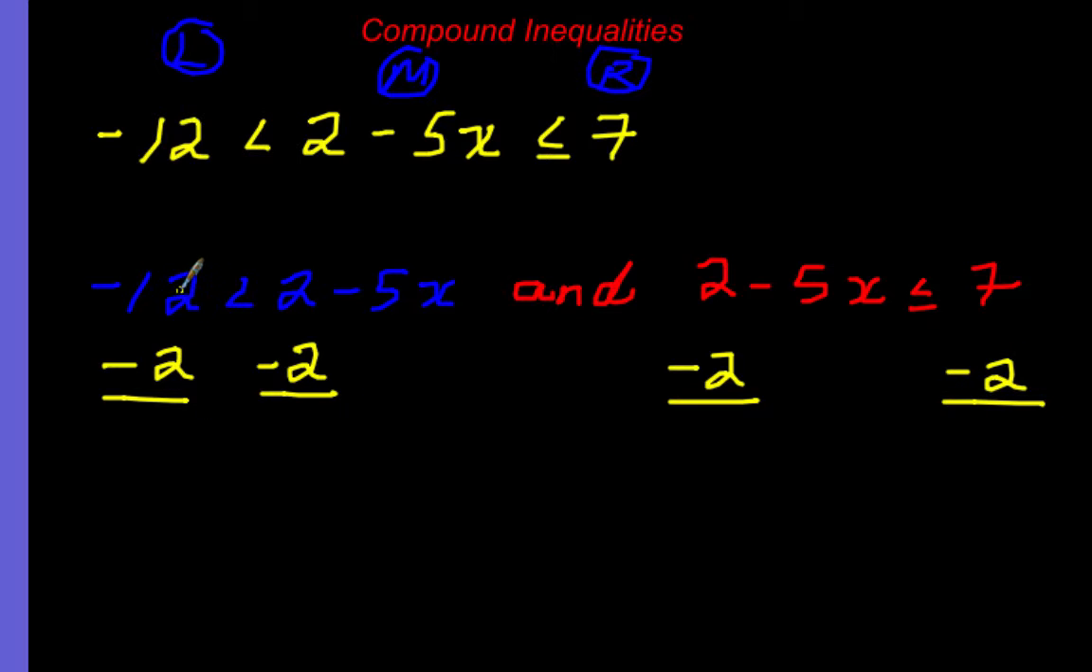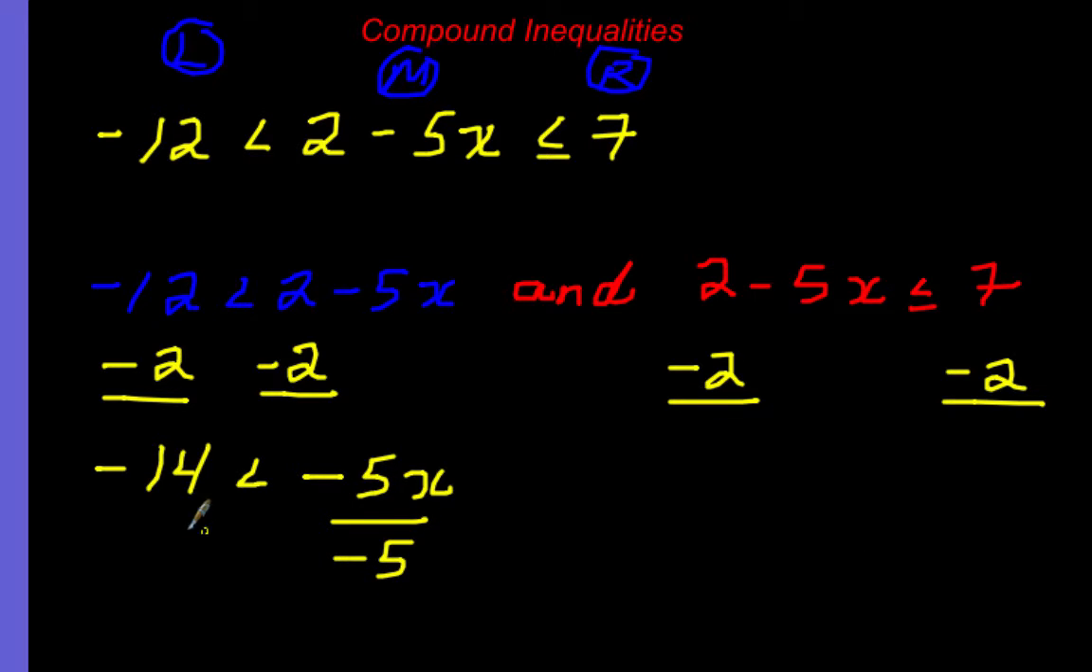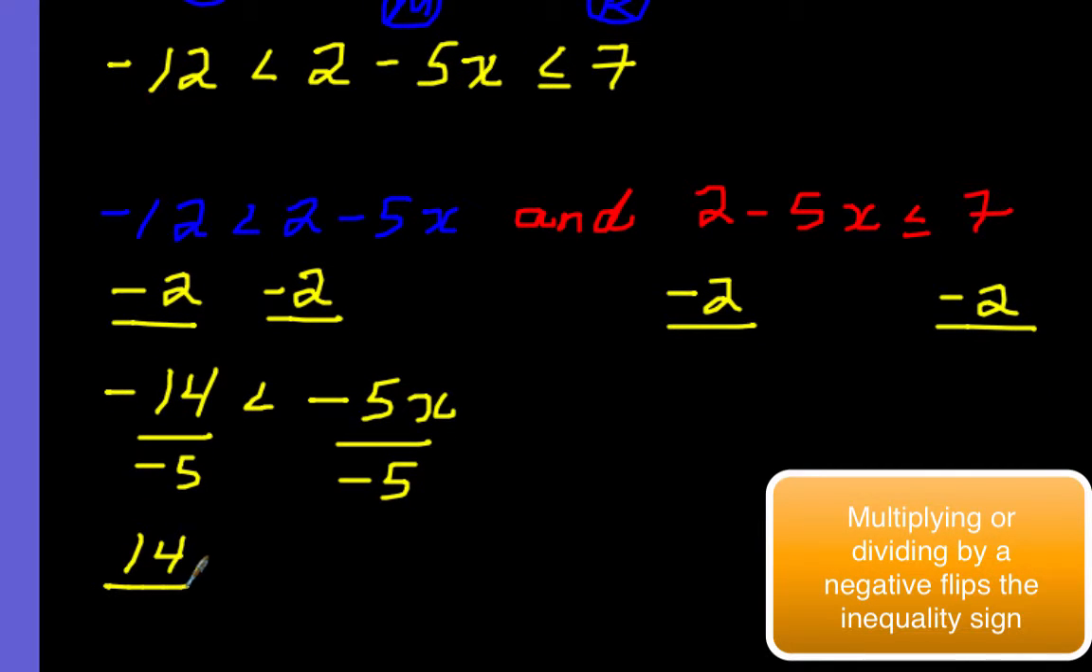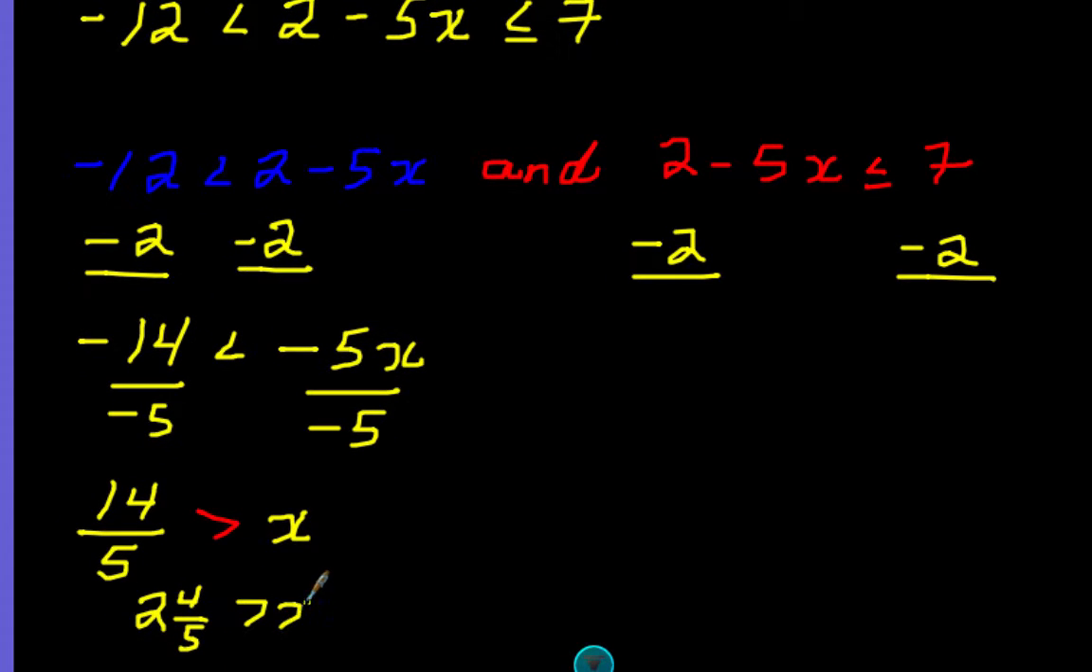Okay? And now I have negative 12 minus 2 is negative 14, and that's less than negative 5x. I'll just stick with the left side here. Now I have to divide by negative 5, and that's going to change some things, isn't it? We're going to have 14/5 is greater than x. So x has to be less than 14/5, or 2 4/5. So we can rewrite that: 2 4/5 is greater than x.